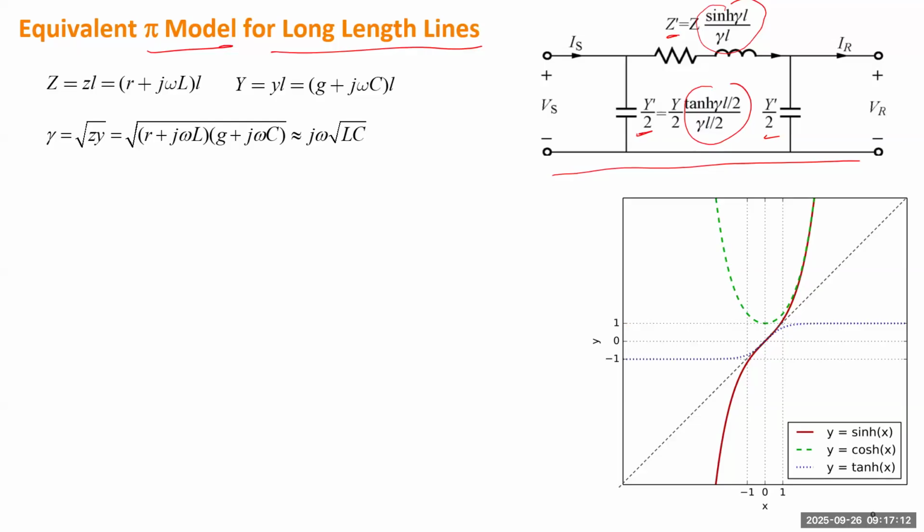So we first draw the hyperbolic functions, because the first one, the impedance, involves the factor sinh gamma L divided by gamma L, which is like the hyperbolic function of a certain value divided by that value itself. In this plot, the red curve is the hyperbolic sine function. You see it's not linear, it's pretty nonlinear.